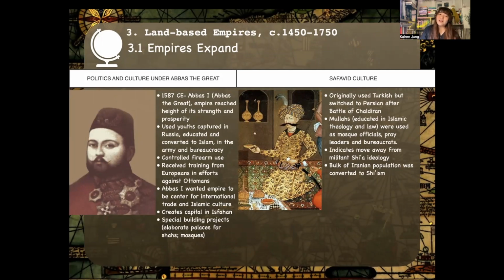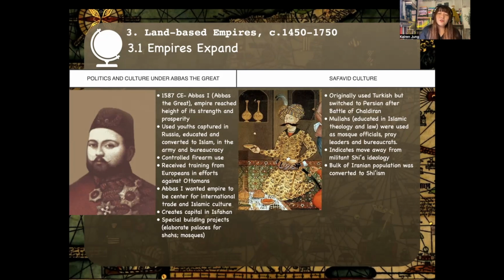Abbas I wanted the empire to be the center for international trade and Islamic culture, and he created a capital in Isfahan. Special building projects were created, such as elaborate palaces for shahs and mosques. Safavid culture originally used the Turkish language but switched to Persian after the Battle of Chaldiran. Remember, Persian had always been sort of the high language, the language of literature, the literature of high culture. So if you wanted that prestige point, you used Persian.